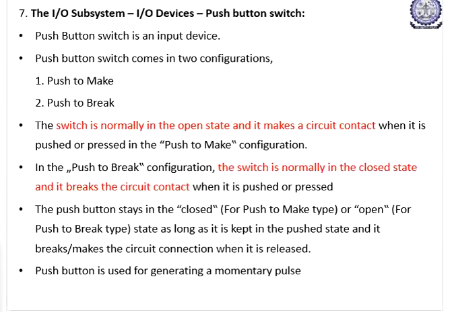Let us move to the next IO subsystem, which is called the push button switch. The push button switch is nothing but an input device. All this time we have seen output devices: LED, 7-segment LED, stepper motor. Now we are looking at an input device. Here the push button switches come in two configurations.